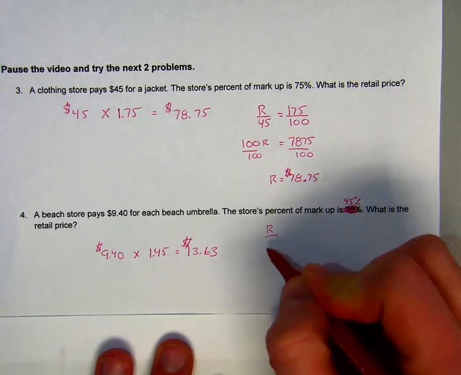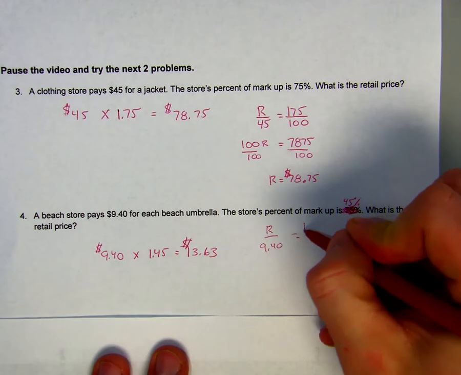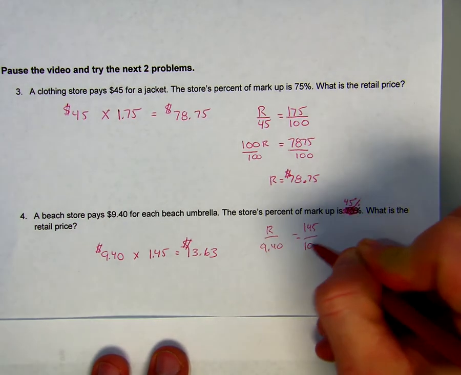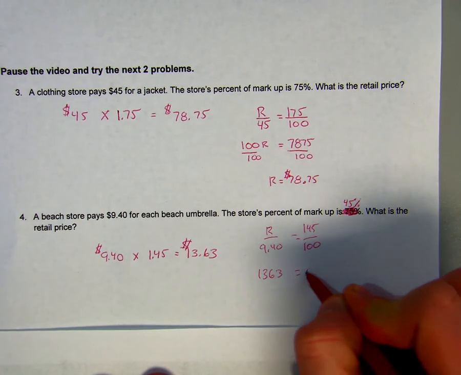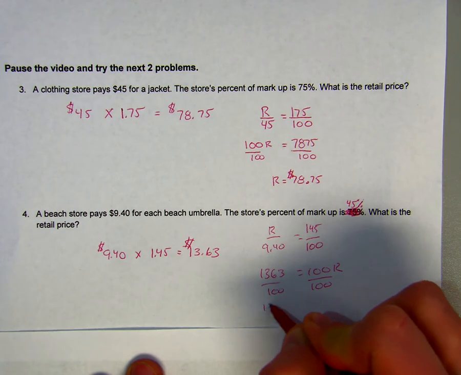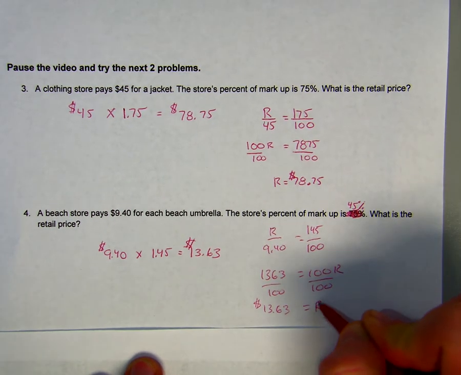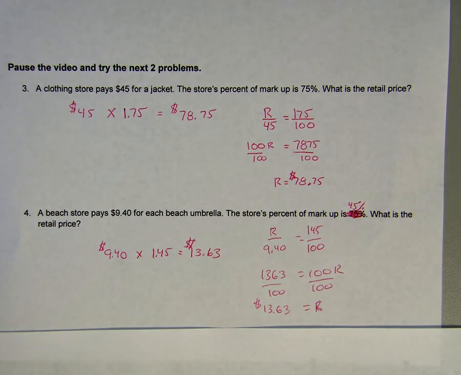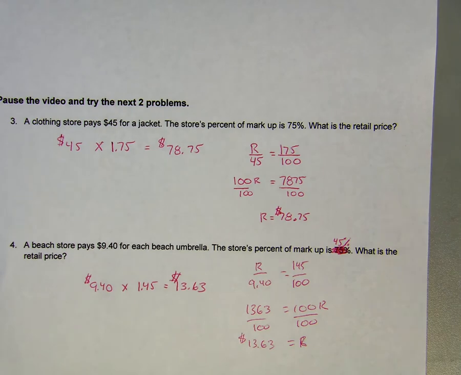So we have retail over $9.40, and then we have 145% over 100. Go ahead and cross multiply, and I get 1363 is equal to 100R. Divide by 100, and I should get the same answer again of $13.63 equals R. Okay, so that's my markup notes and directions.